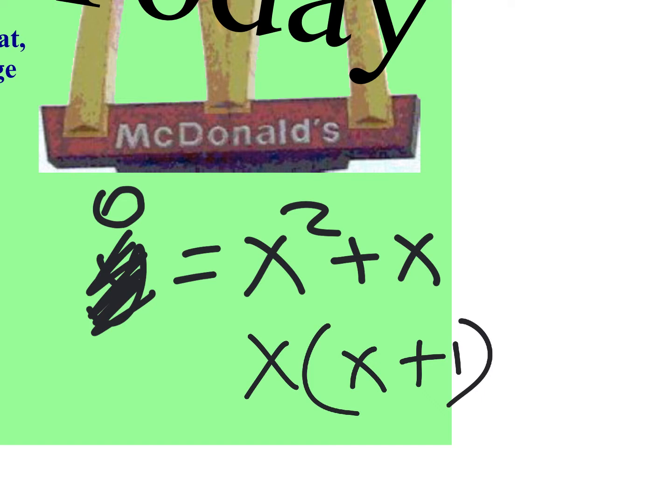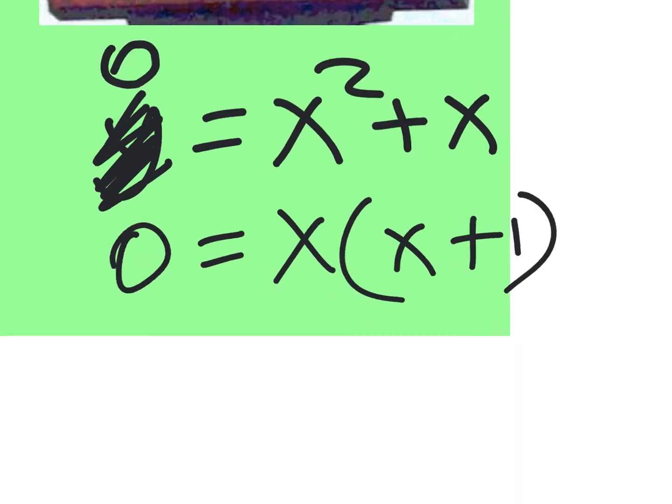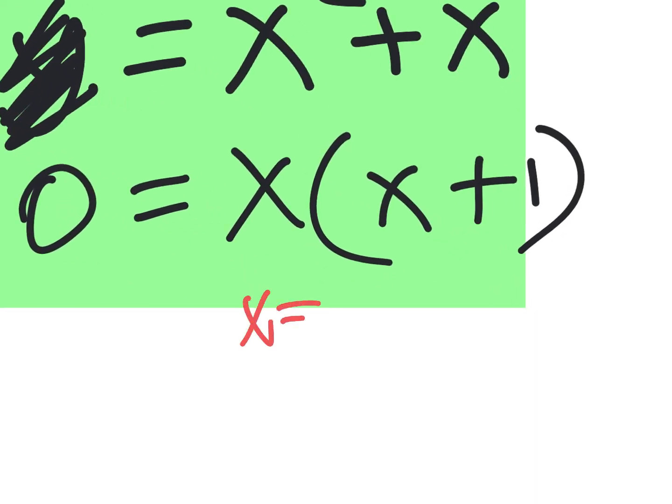All right, so 0 equals that. So then, what's the answers? There's 2 of them. Yes, x equals 0, x equals -1. And what are those things? There's 4 names for them. Name all 4. Zeros, roots, solutions, x-intercepts. You got it. Zeros, the roots, the solutions, and the x-intercepts.